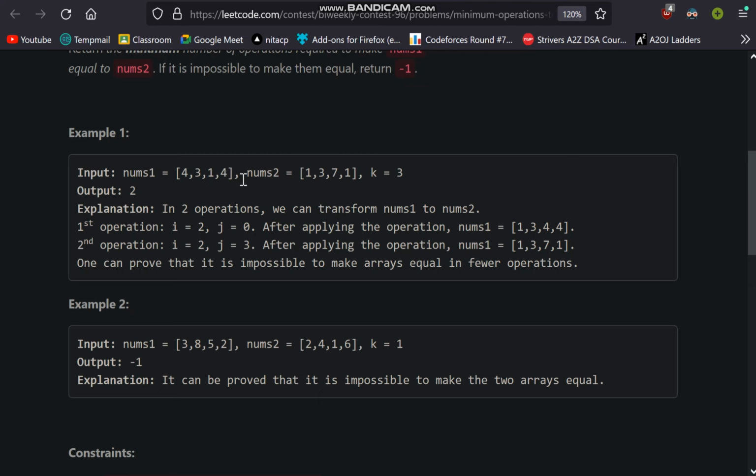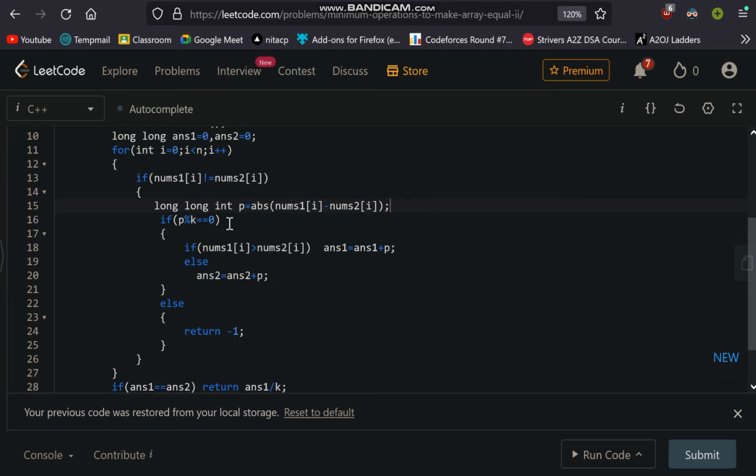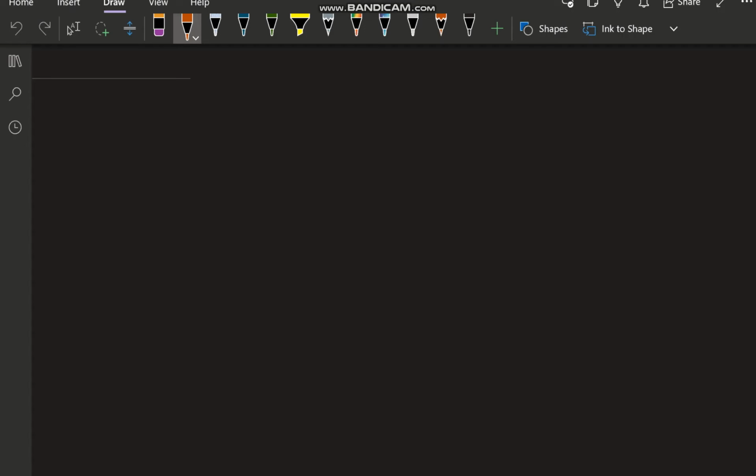Then we traverse through the array, and if nums1[i] is not equal to nums2[i], which means the numbers are not equal, we have to perform some operations to make them equal. If the numbers are equal, then we don't have to do anything. Now I'm finding the absolute difference of the numbers. Why I'm finding the absolute difference, I can explain. That absolute difference must be a multiple of k. I can explain this by taking an example.